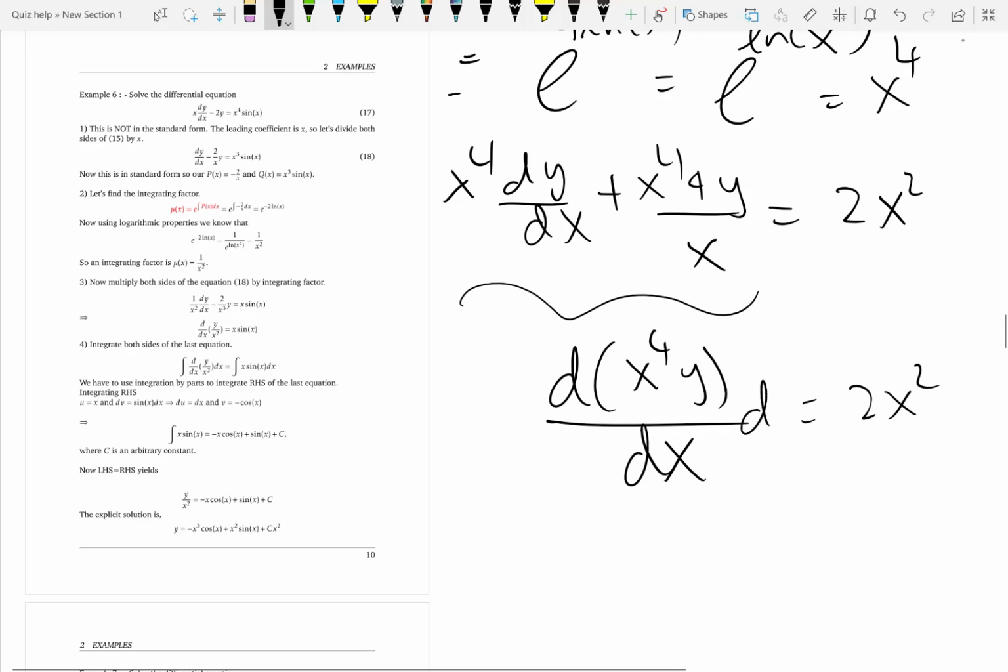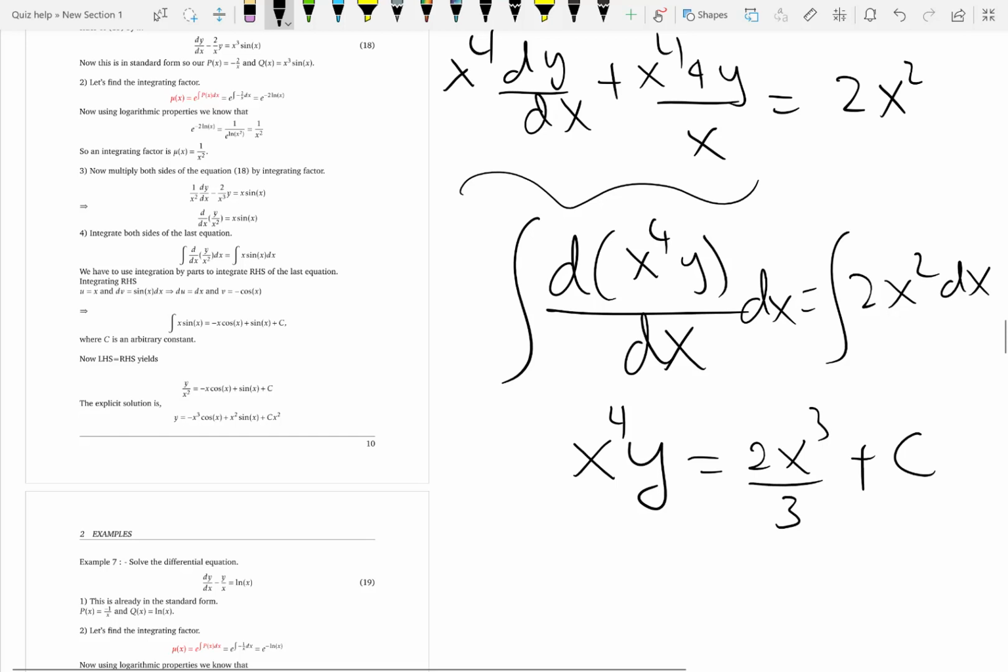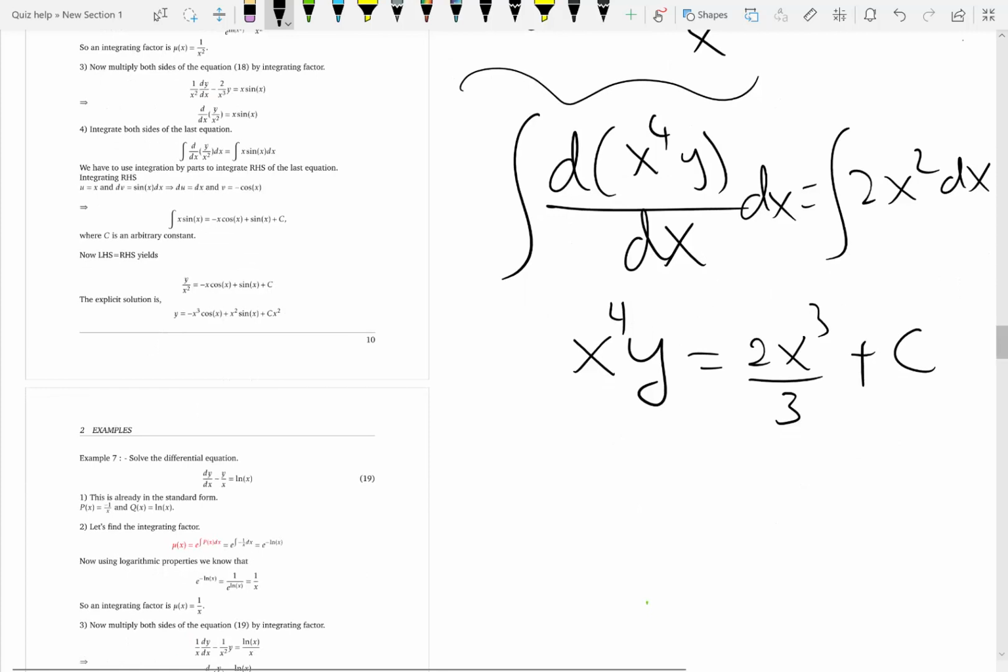Now the same steps: we multiply both sides by dx and then we integrate. When we integrate the left hand side, what we get is the integrating factor times y, always. When you integrate the right hand side, it's 2x cubed over 3 plus c, an arbitrary constant. Now to get the explicit solution, let's divide the whole equation by x to the 4, assuming again that x to the 4 is not 0. We cannot divide by 0.